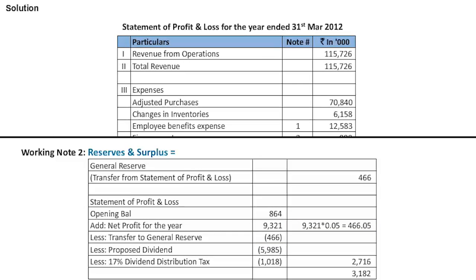And general reserve also will be part of your overall reserves and surplus. So 466 will be part of your general reserves now. General reserve transferred from statement of profit and loss. Obviously, it will come down from the profit, right? Because you're transferring from profit to general reserve. So 466 will be negative here.